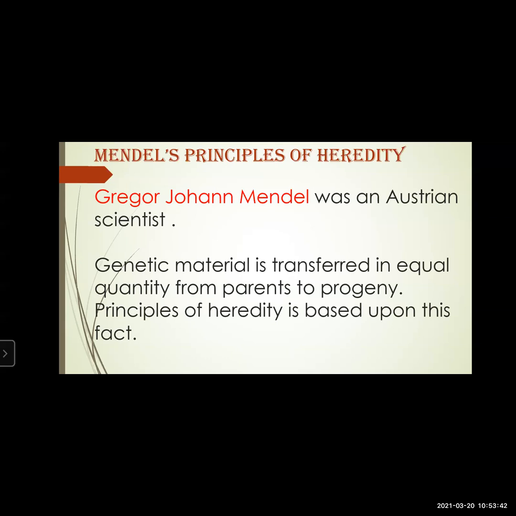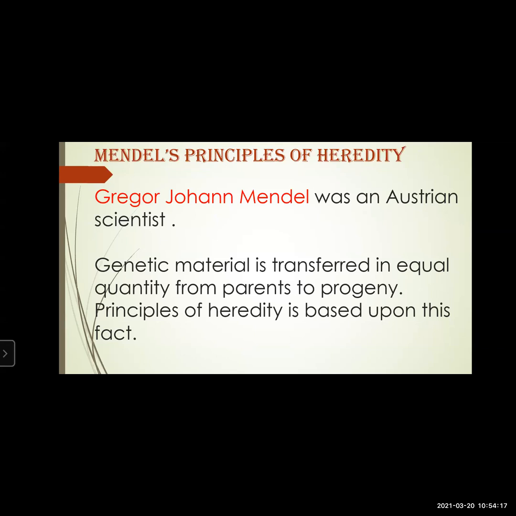So in this chapter, we have studied that the genetic material is transferred in equal quantity from parents to progeny, right? We all know that the genetic material is carried in equal quantity from both the parents, that is father as well as mother, or you can say in case of animals, the male parent and the female parent, or in plants also. So the genetic material is transferred in equal quantity from parents to progeny. So the principle of heredity is based upon this fact.